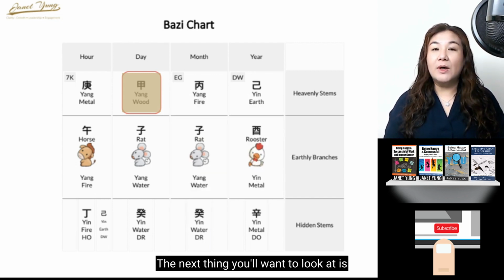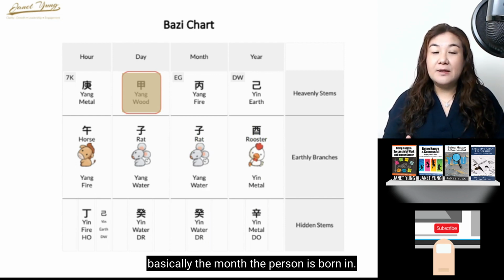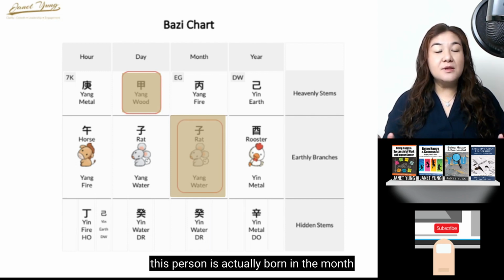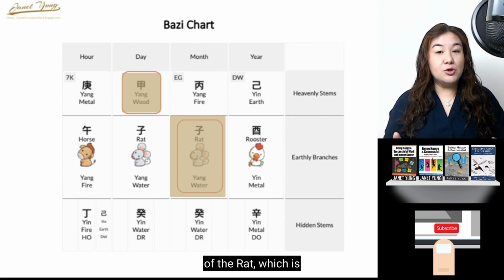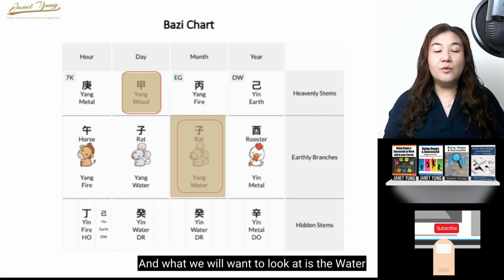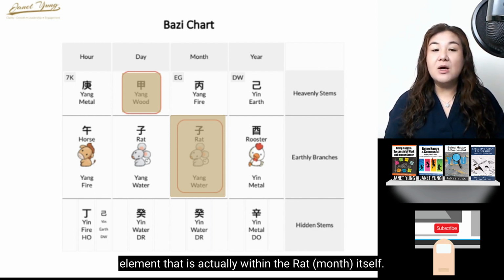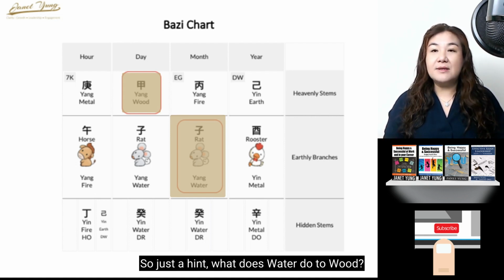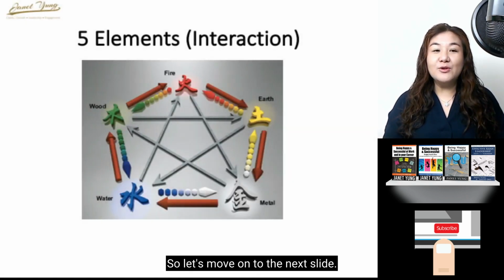The next thing we'll want to look at is basically the month the person is born in. Now in this example, this person is born in the month of the rat, which is usually the month of December. And what we will want to look at is the water element within the rat itself. So just a hint, what does water do to wood? Let's move on to the next slide.